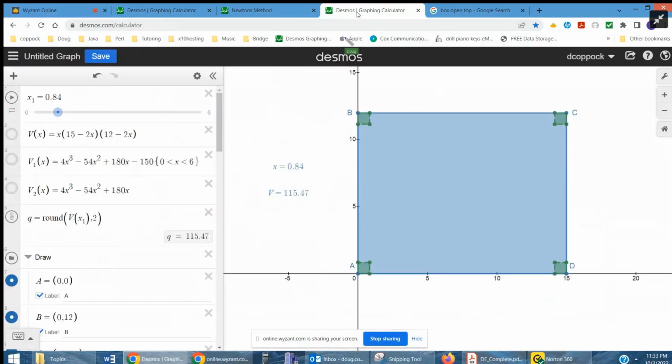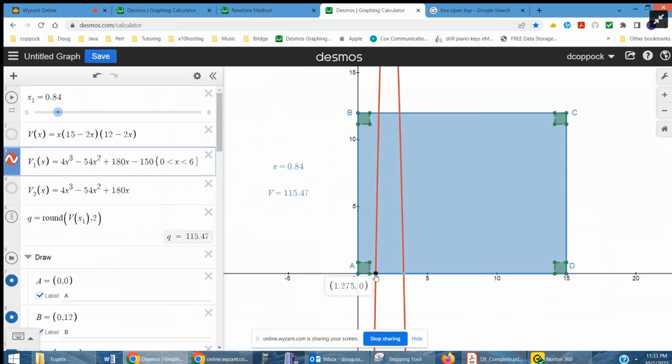So I'm going to go back to Desmos and I'm going to plot the function v sub 1 of x equals 4x cubed minus 50x squared, etc. When I plot that function, the question is, when will it have a value that's greater than 150? Or that's greater than 0, actually, because I already accounted for the 150. And there are the values right there, 1.275 and 3.293.